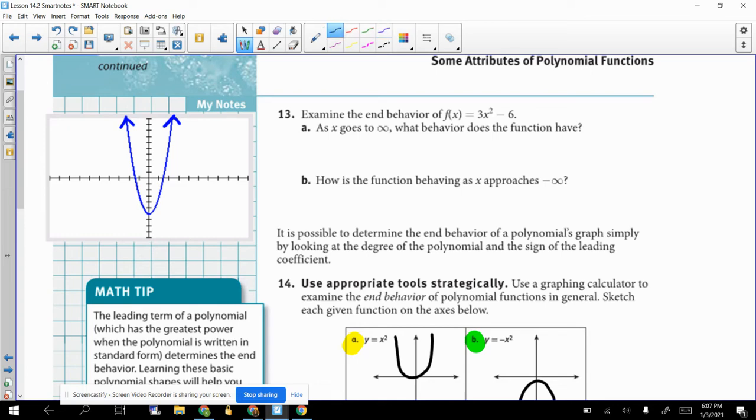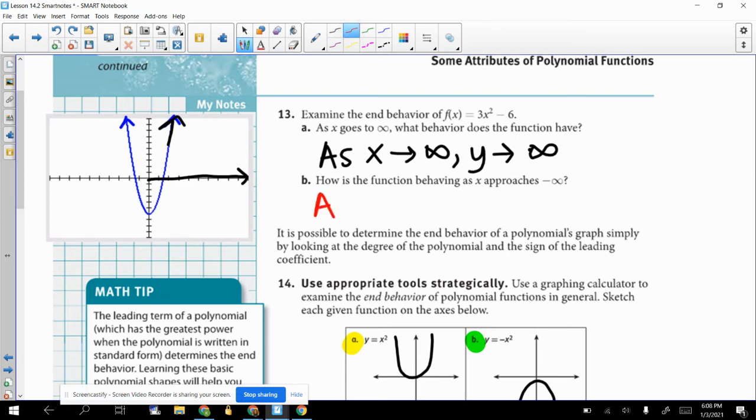So we are going to say, as x goes to infinity, what behavior does the function have? So let's say as x approaches infinity, because we're going to use our arrow notation. And remember, positive infinity is to the right. So what's happening as x moves to the right? Well, your graph is going up. So we would say y approaches positive infinity. You can put the plus sign there if you want to, but you really don't need to. You can just put positive infinity or just the infinity sign.